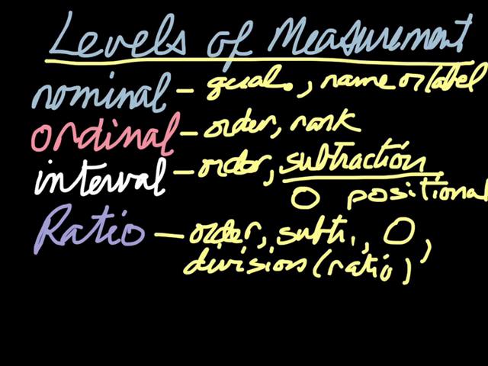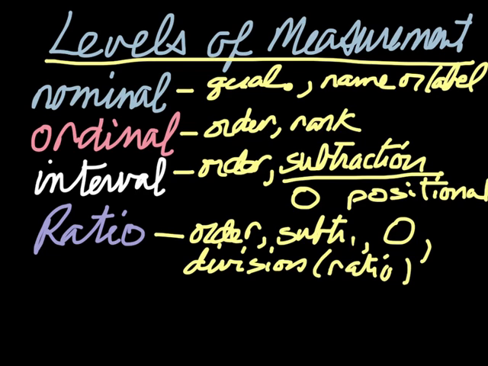So the ratio measurement has order, subtraction works, the 0 makes sense, and division or ratios also make sense. So a good example of the ratio level of measurement would be weight. For instance, 200 pounds is bigger than 150 is bigger than 100 pounds. Subtraction makes sense. If you take 200 minus 150 pounds, you can say that person is 50 pounds bigger than the other person. The 0 makes sense.